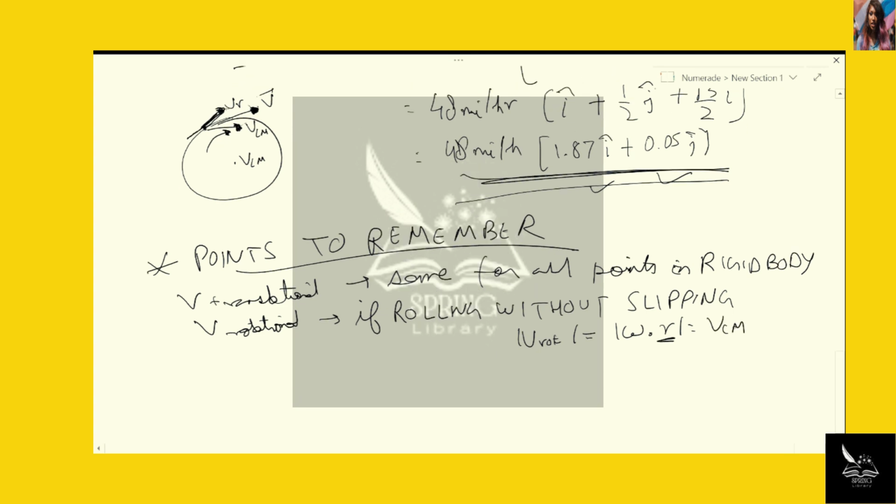So using these two principles, you can always solve for the final velocity, and the velocity of any point P is going to be translational velocity plus rotational velocity, which is omega cross r. If you know the r for the P, you can always find out V of the P.